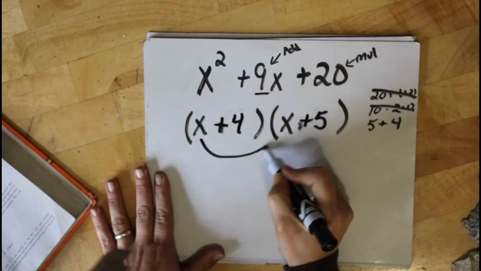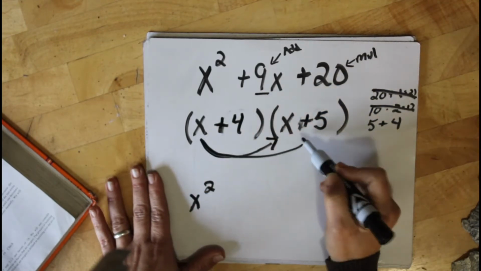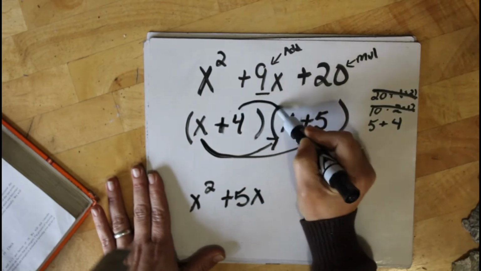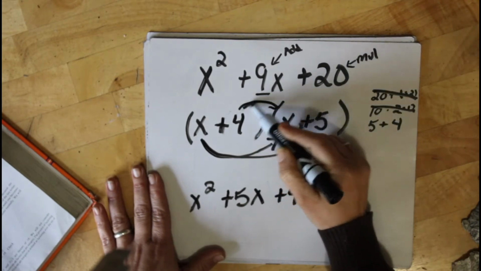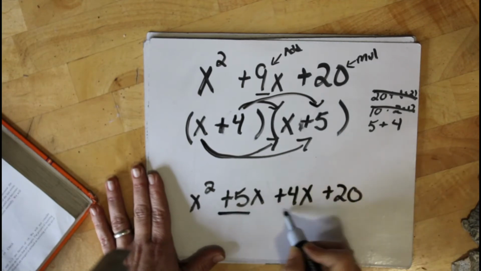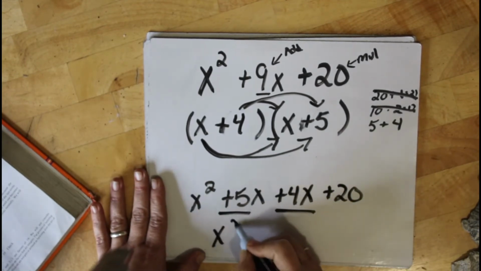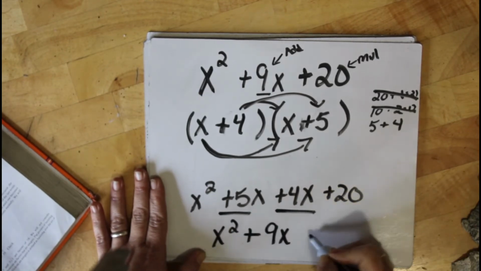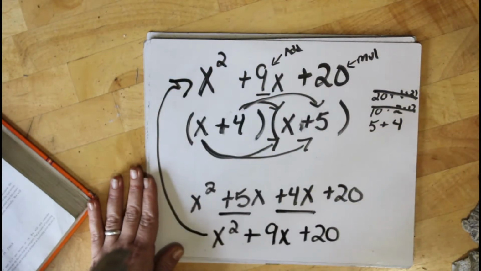So if we said x times x, we would get x squared. X times 5 would be positive 5x. 4 times x would be positive 4x. And 4 times 5 would be positive 20. And then we have our two in the center that we're going to add. And we're going to get x squared plus 5 plus 4 is 9x plus 20. And that brings us back to the trinomial that we started with.